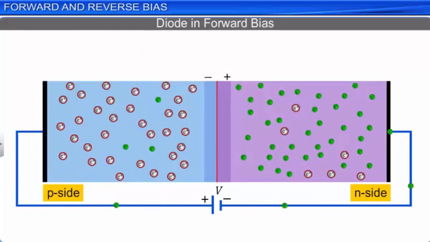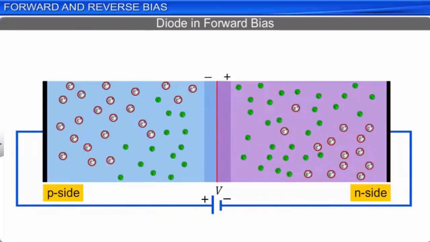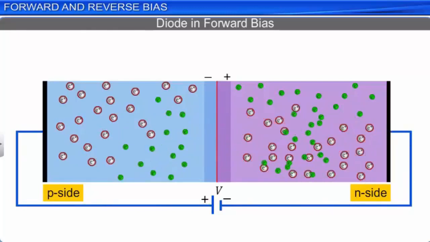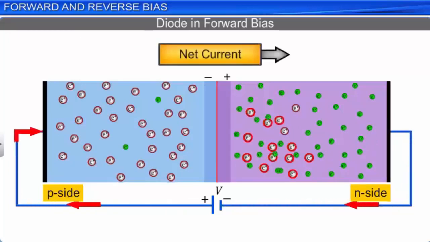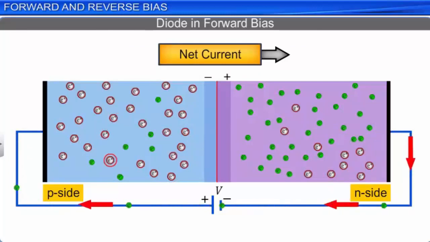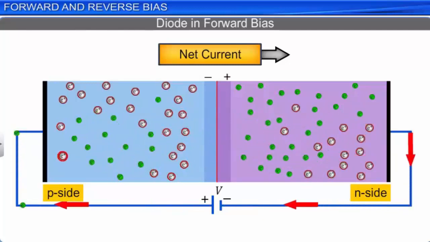But the drift current remains almost unaffected, since the rate of formation of electron-hole pairs is almost constant and is independent of the electric field applied by the battery. Thus, the diffusion current exceeds the drift current, and a net current flows from the P side to the N side in a forward-biased diode. The net diode forward current is equal to the sum of the hole diffusion current and the conventional current due to electron diffusion. This current is in the milliampere range.